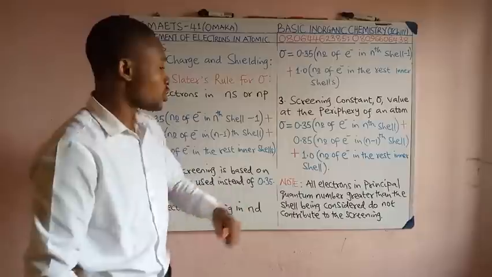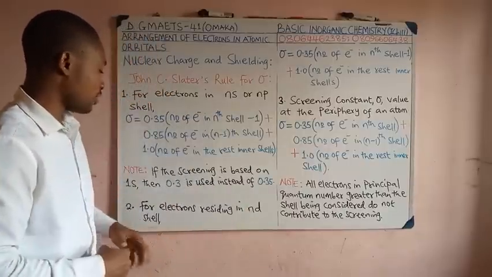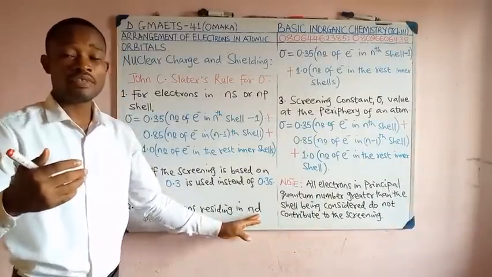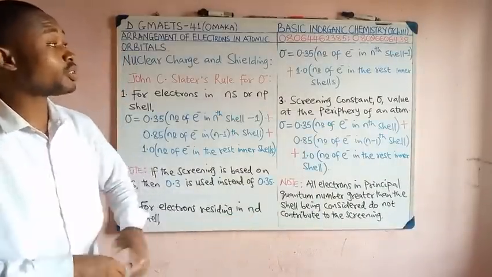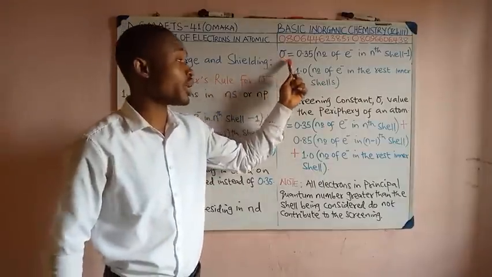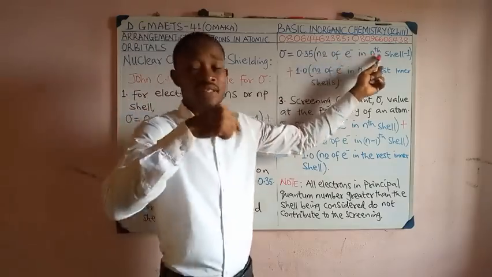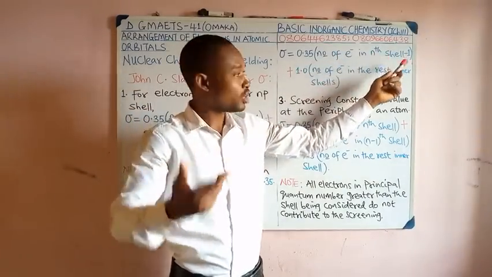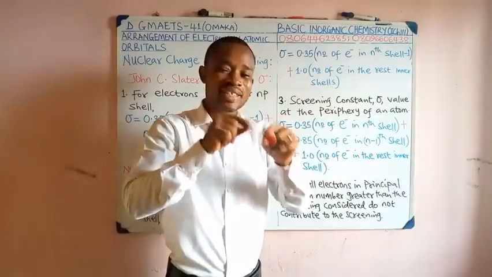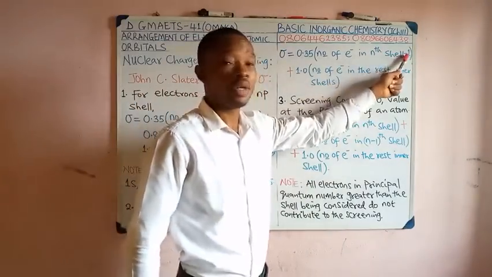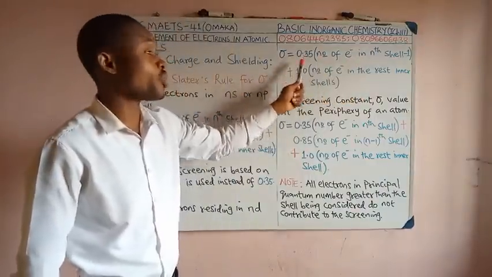So these values are the contributions by the electrons in the given shell. Now let us move on to a situation whereby the electron is residing in the d orbital. If the electron is residing in the d orbital, the formula you use to calculate the screening is 0.35 times the number of electrons in that nth d orbital, or shell, then minus 1. That's in that particular d orbital that the question is based on. Subtract 1 electron from it. Whatever you get there, use it to multiply 0.35.